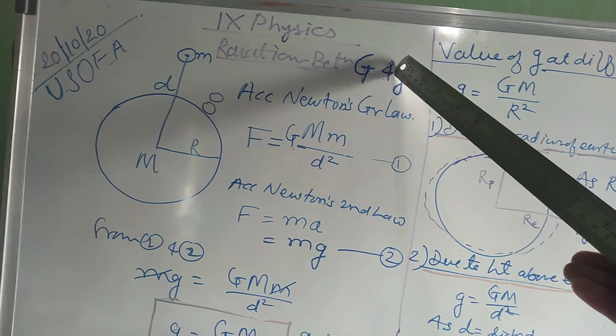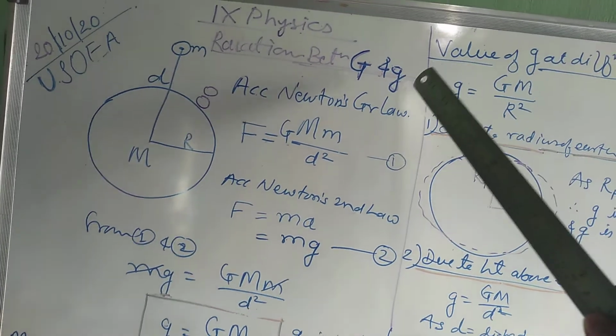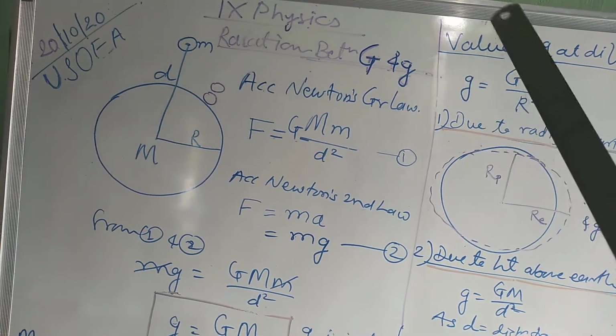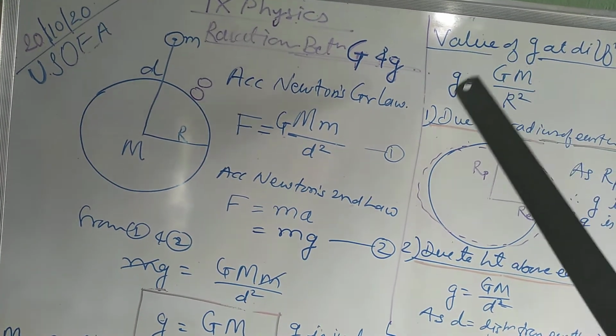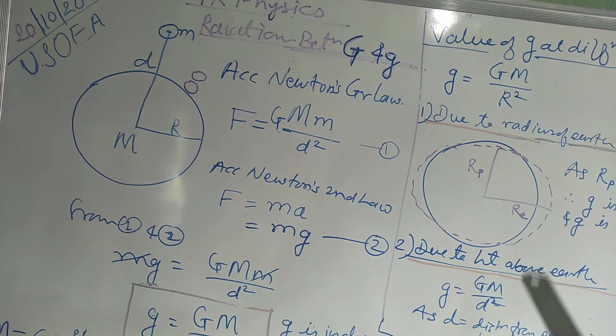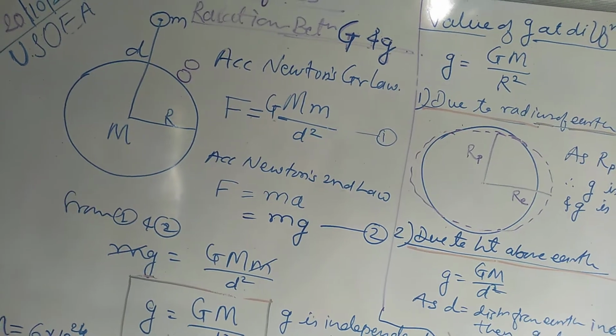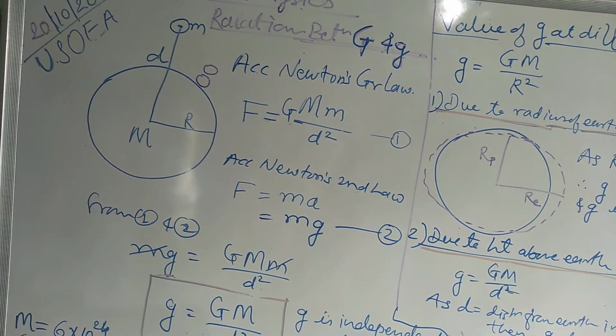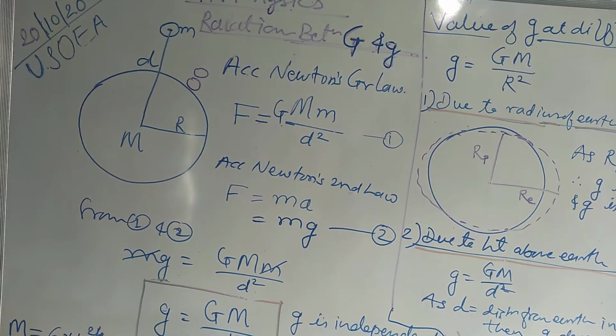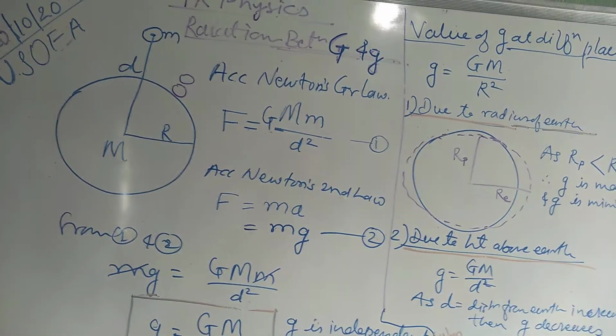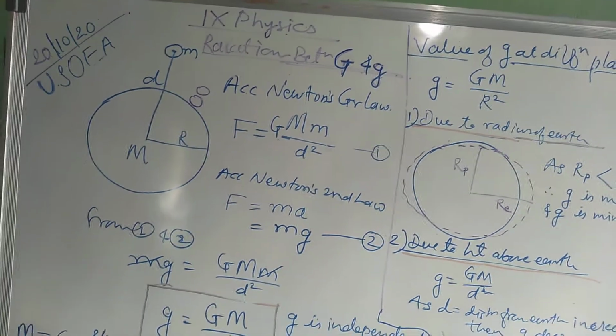So what is small g? Small g is the acceleration due to gravity which is produced in a freely falling body. Capital G is the gravitational constant, the universal gravitational constant, that we already know.